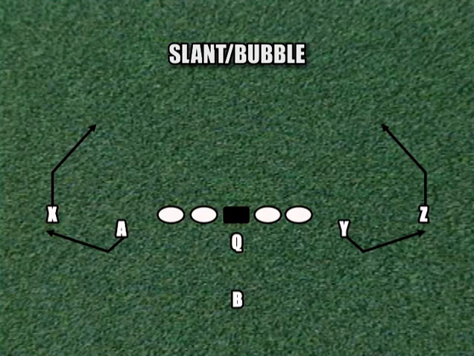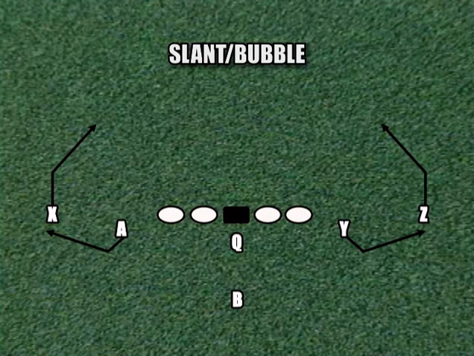Our slot receivers are going to run a bubble route. They're going to drop step, cross over, and run to the sideline as quick as they possibly can. The quarterback is going to read the flat defender, the curl flat defender. If he stays back on the slant, then he will throw the bubble. If they jump the bubble, then we will throw the slant.